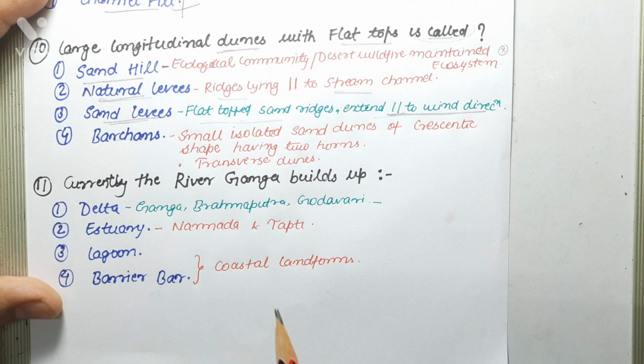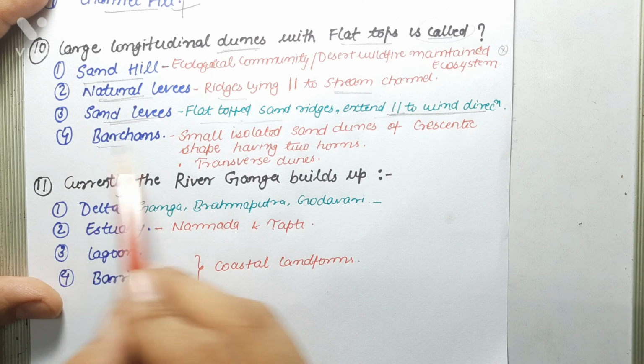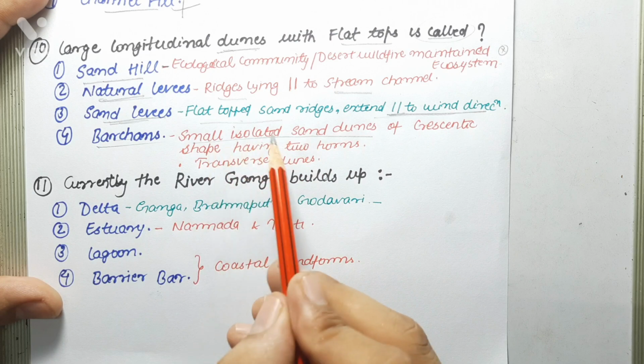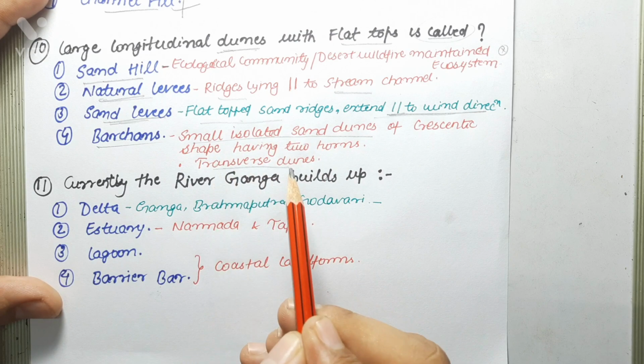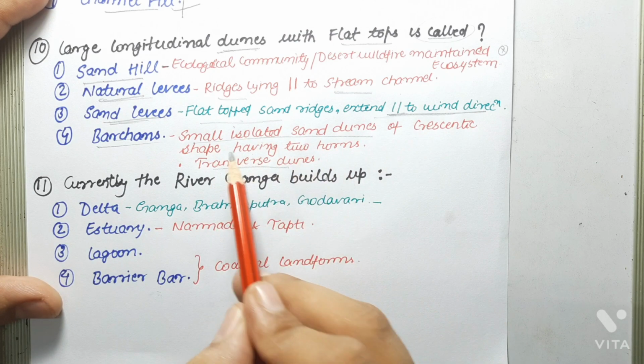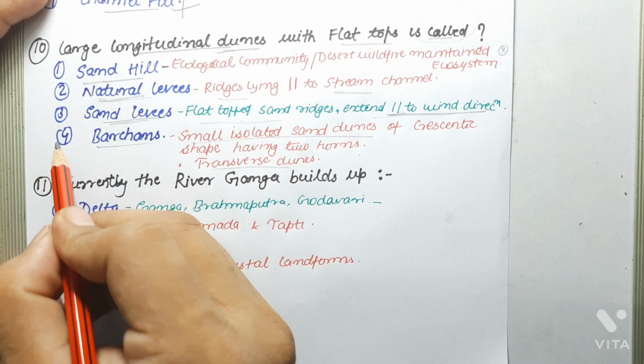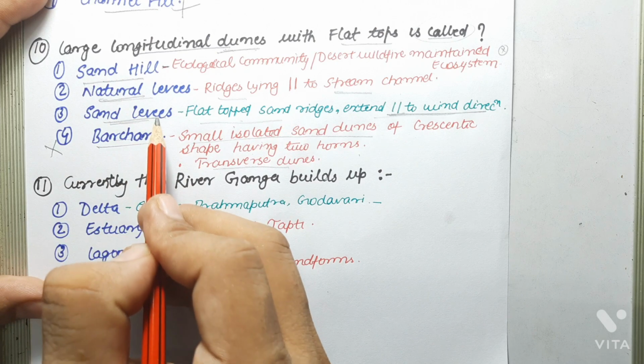Okay. Next, barkans. Barkans are just small isolated sand dunes, or you can say small isolated transverse sand dunes of crescentic shape having two horns. And this question is about asking about longitudinal dunes. So this is not the correct answer. As far as the question is concerned, the correct answer is sand levees.